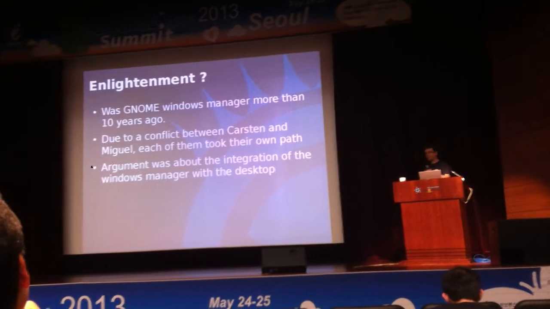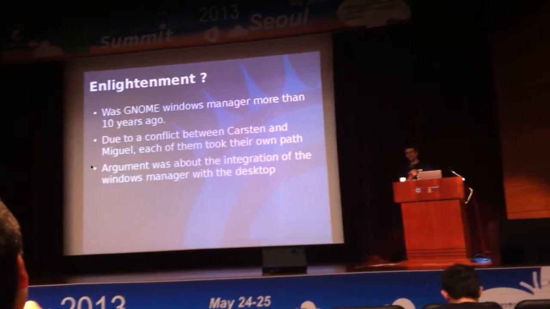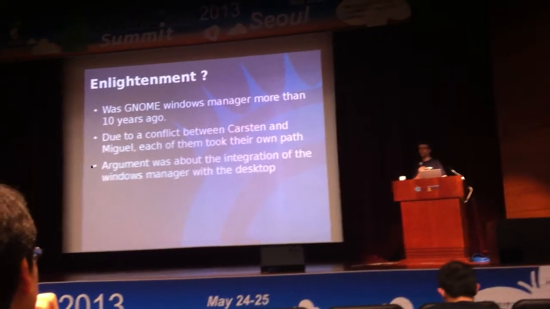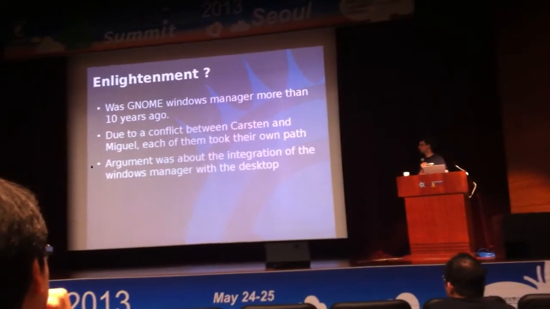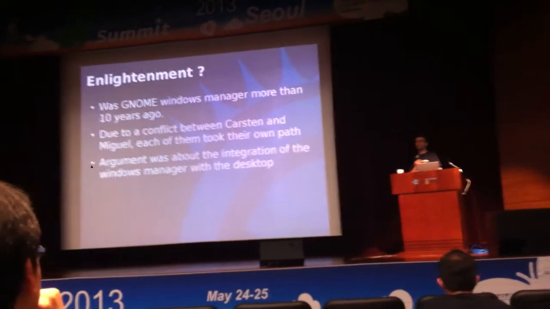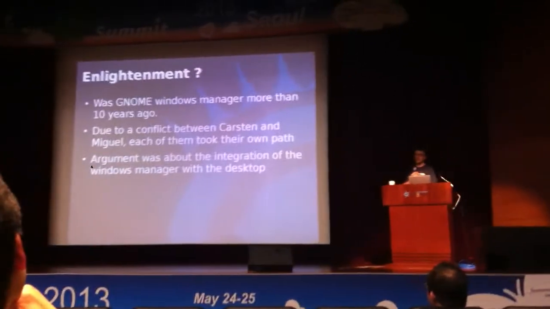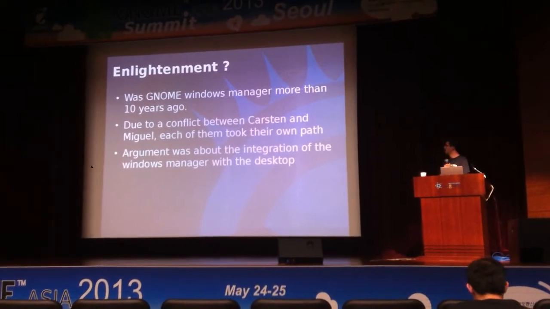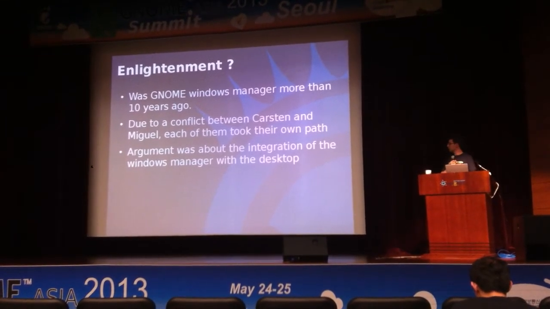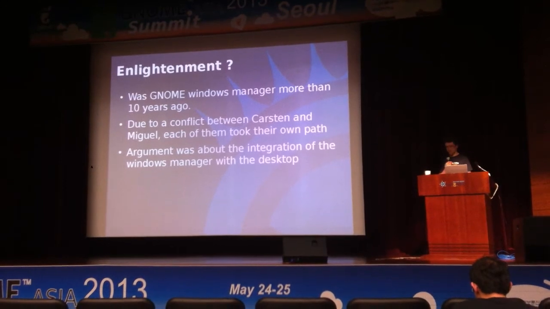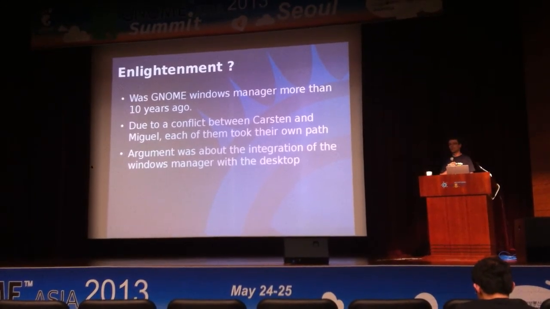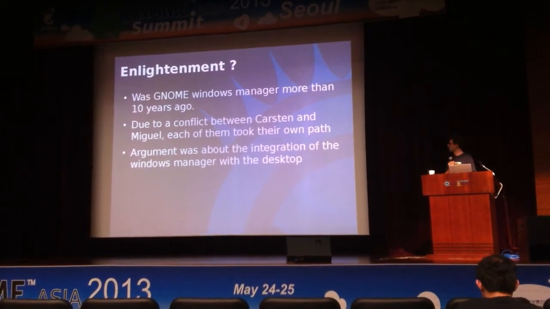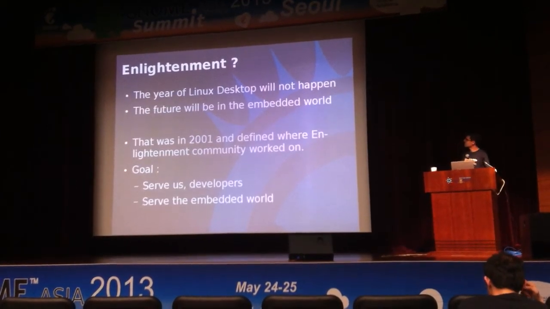Enlightenment was the Gnome window manager more than 10 years ago. There was an agreement between Carsten and Miguel de Icaza at the time, and they split away, and that's why Enlightenment took its own path and Gnome its other path. The discussion at the time was about integration of the window manager with the desktop, and it kind of now basically goes where Carsten was saying at the time.